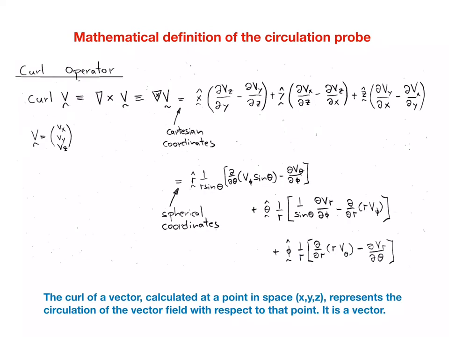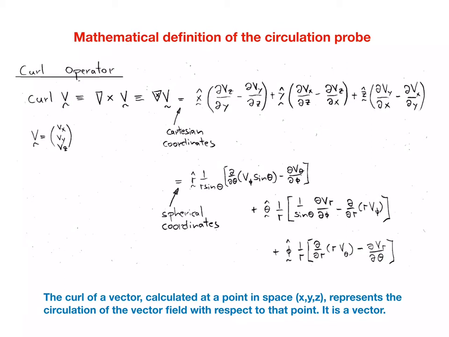The mathematical definition of the circulation probe of a vector field, the curl operator, is shown here. In contrast to divergence, the curl of a vector field V is also a vector. As with the divergence, a coordinate transformation transforms the curl operator into a different form, as shown, for example, here for spherical coordinates. An equivalent expression exists for cylindrical coordinates.